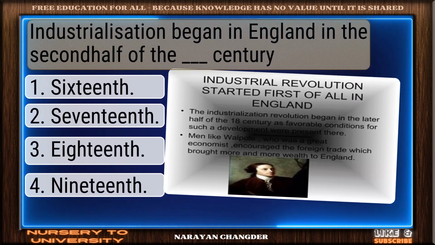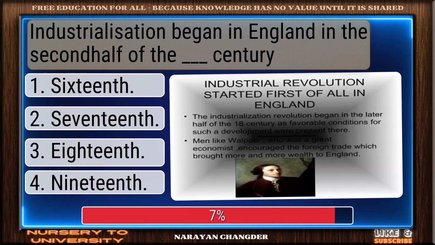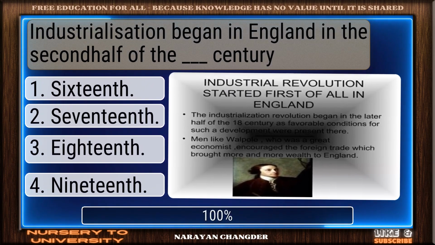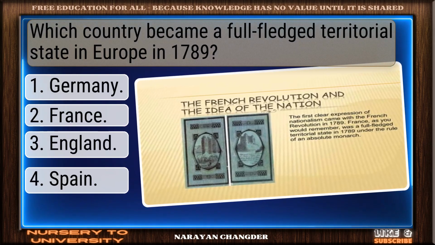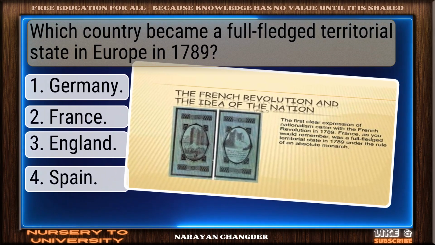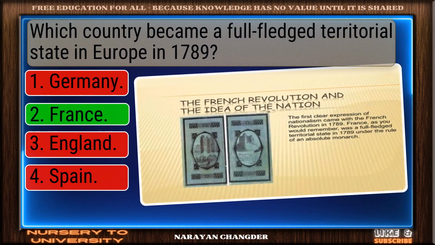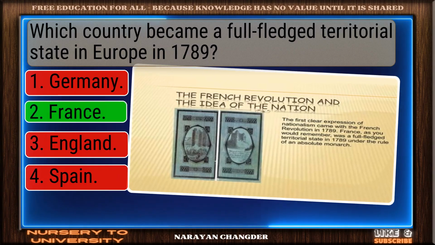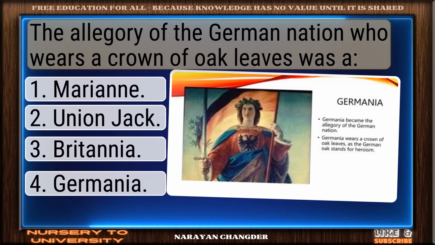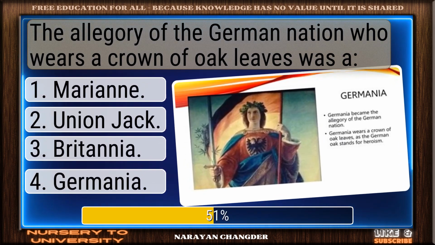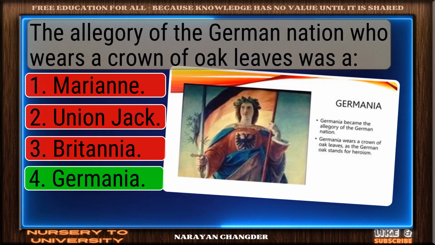Industrialization began in England in the second half of the dash century. Valid point. 18th is true. Which country became a full-fledged territorial state in Europe in 1789? Perfect. France is the one. The allegory of the German nation who wears a crown of oak leaves was a. Good thinking. Germania is right.